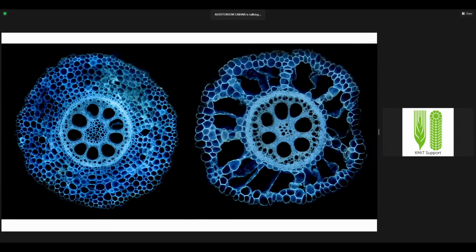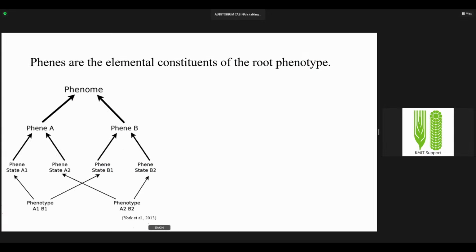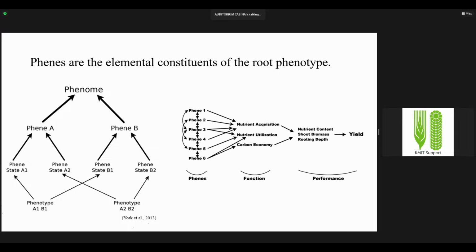So the concept I want to illustrate is that there are many smaller components of the phenotype that give rise to this bigger phenotype, which is root diameter. And this is just an example. This can also be applied to architectural root traits, such as number of nodal roots or other traits. All these Phenes interact with each other to affect nutrient acquisition, nutrient utilization, or carbon economy. And in the end, this interaction between Phenes affects yield.